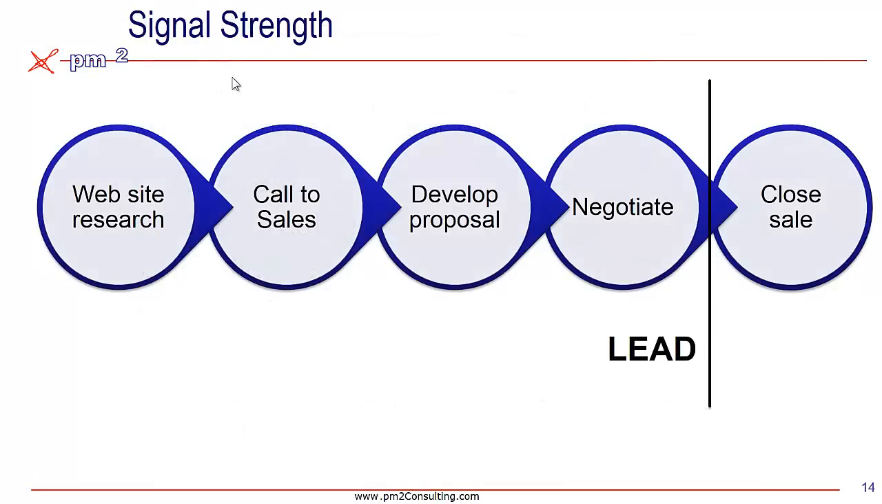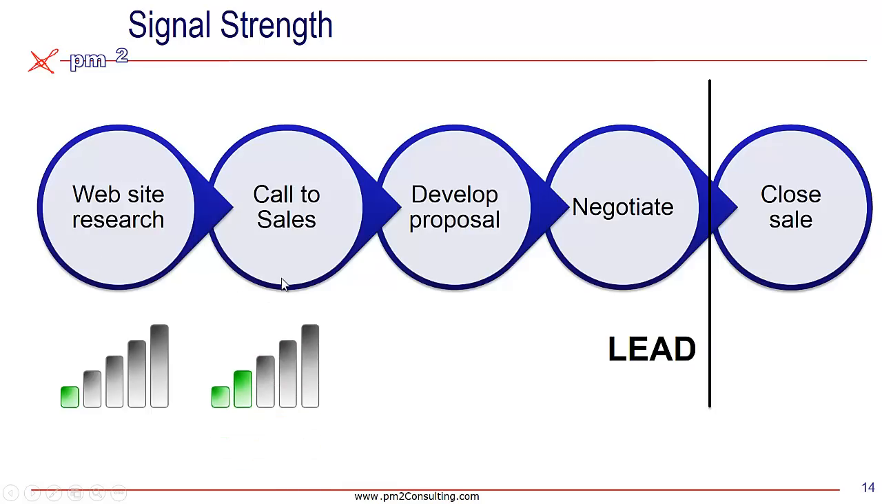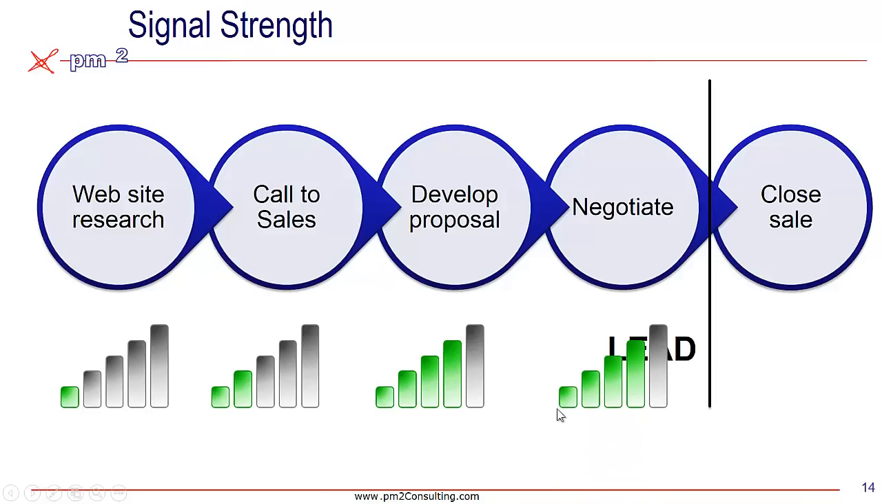So in this example, let's pretend we end up with a weak signal strength for closing sales if we just use web research. If we used the call into the sales department, it's a slightly stronger signal strength. If we take a look at developing the proposal, good signal strength, and the same signal strength with negotiate. So now we can begin to make some decisions about what lead measures we might want based on quality.